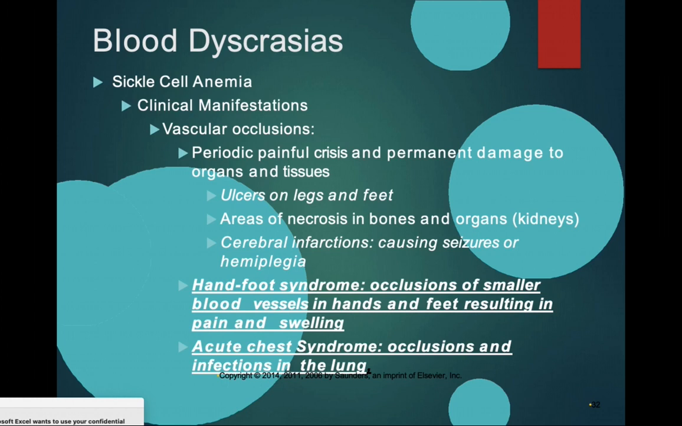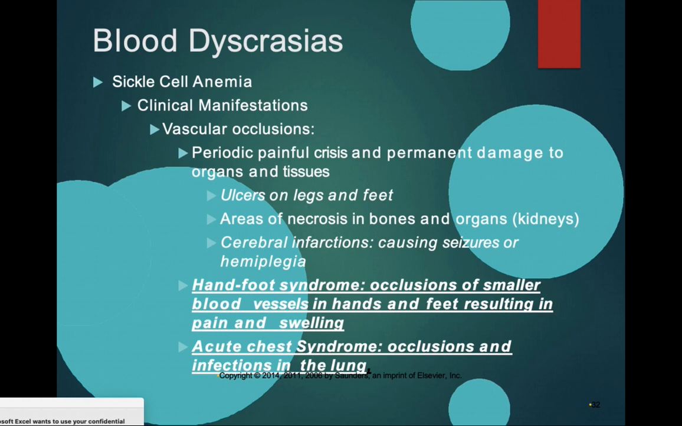Because of the shape of those sickle cells, you can get these vascular occlusions, which are periodic painful crises of permanent damage due to the organs and tissues not getting enough red blood cells, not getting enough oxygen. You can see ulcers on the legs and the feet. There are areas of necrosis in the bones and the organs, especially the kidney. And when there's decreased oxygenation to the brain, you get these cerebral infarcts. And that can cause seizures and even hemiplegia.